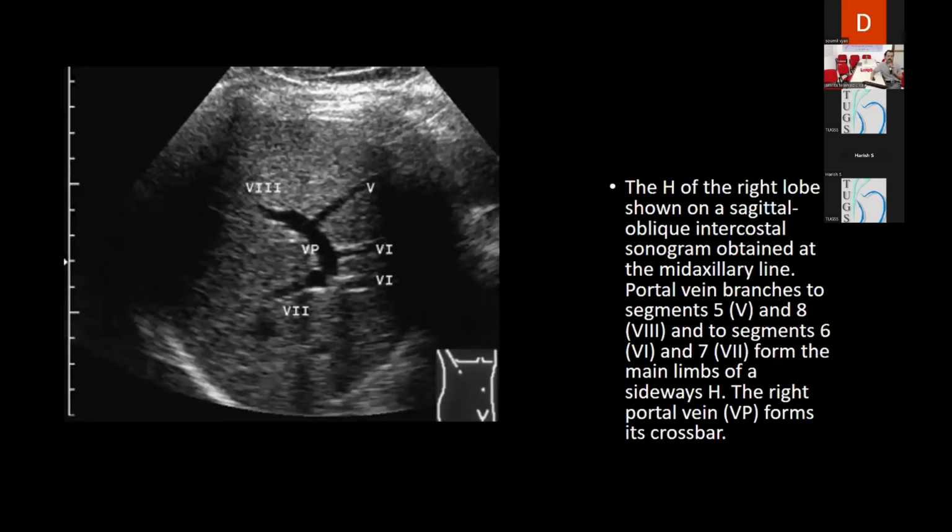Now, that's the portal venous supply of the right side. That's the right branch of the portal vein. This is supplying segment 5 and segment 8, and this is supplying segment 6 and 7, and the limb of the H is formed by the right branch.